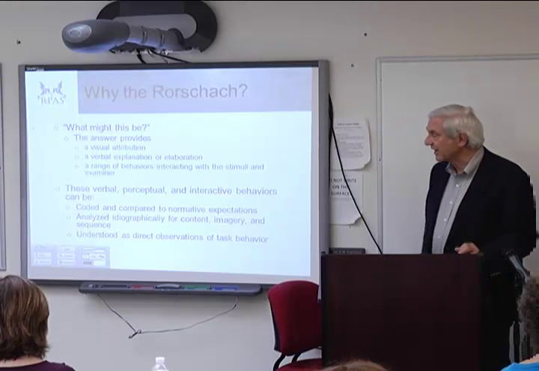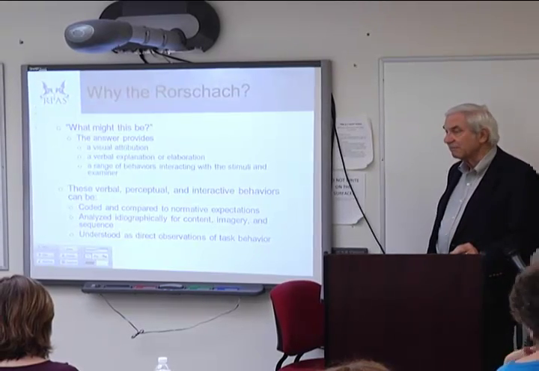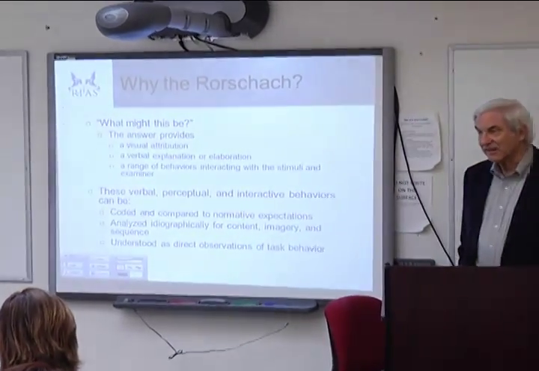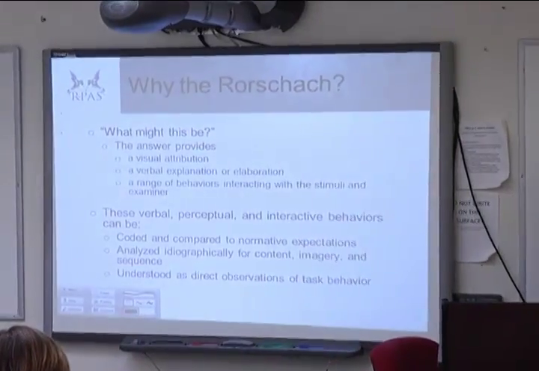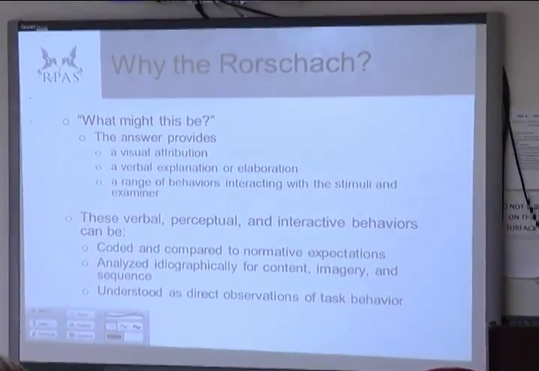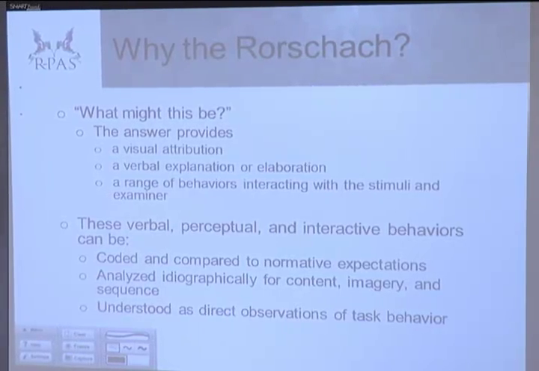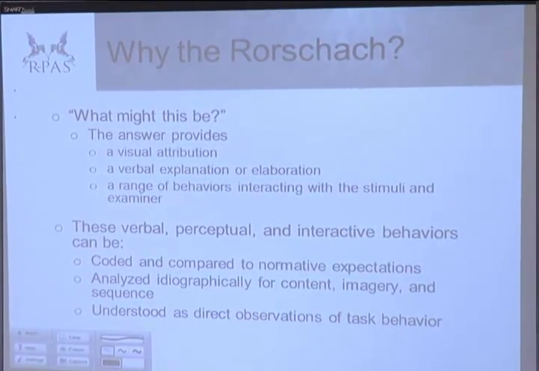What we're sort of saying is that by posing people this task, I want you to look at these moderately ambiguous visual stimuli and respond to the question, what might this be? We get some data. And the kinds of data that we get really can be divided into three types. We get what the person says. It looks like a bat, looks like a butterfly.